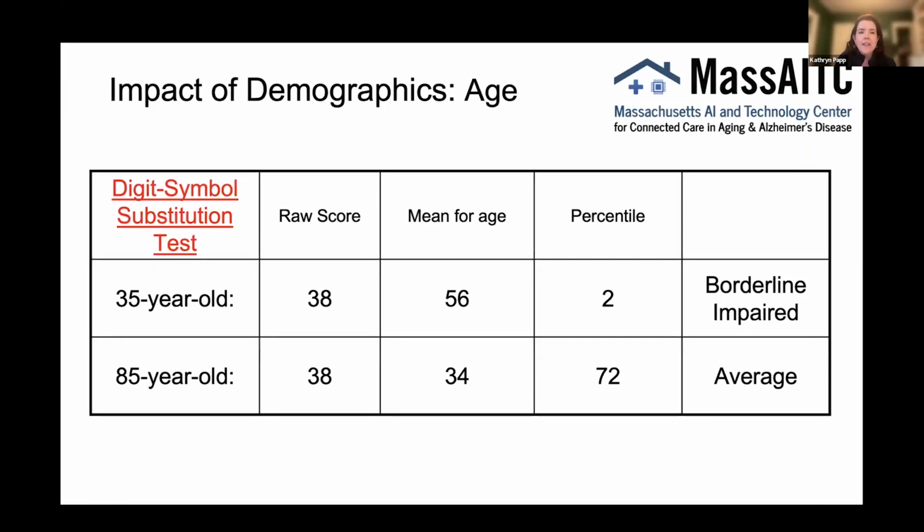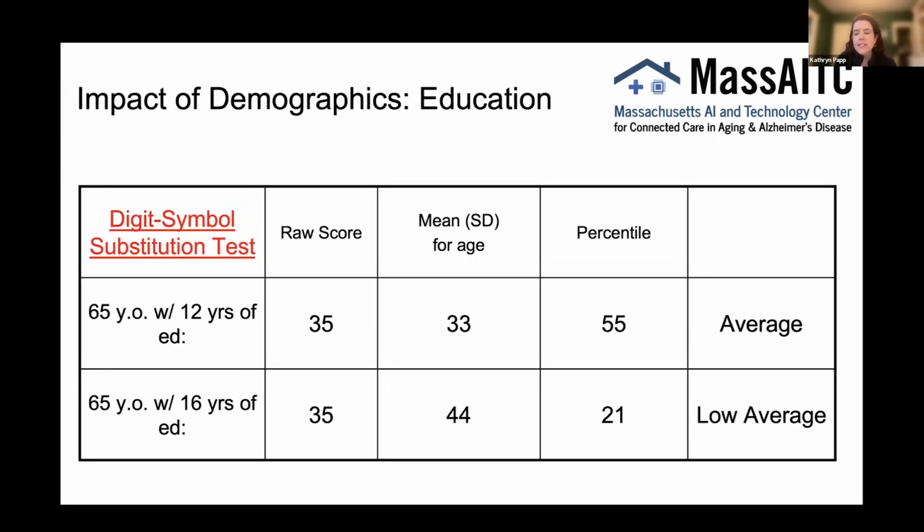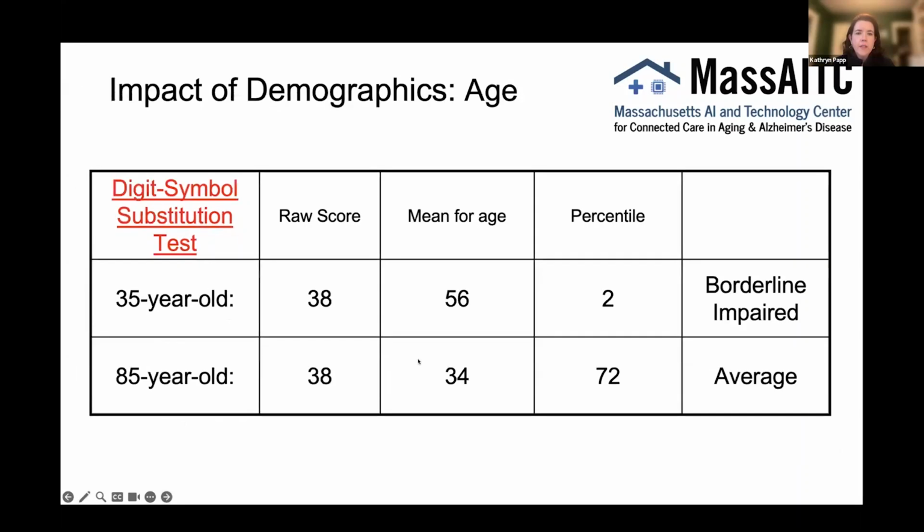So this highlights that raw score performance by itself has to be contextualized in terms of a demographic factor like age. Likewise, here's an example of a raw score of 35 in a 65-year-old. But if you have 12 years of education, that's an average score, so 55th percentile. Whereas if you have more than 16 years of education, that's in the low average range. So again, highlighting how the raw score in itself needs to be interpreted in the context of demographic factors.